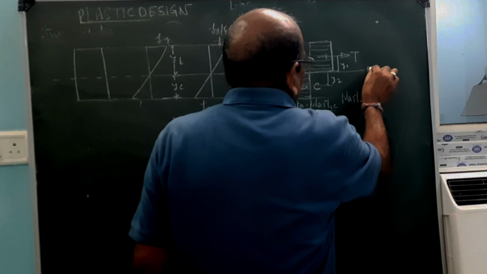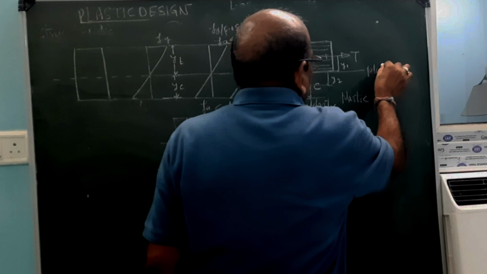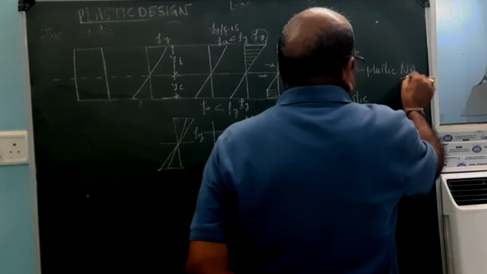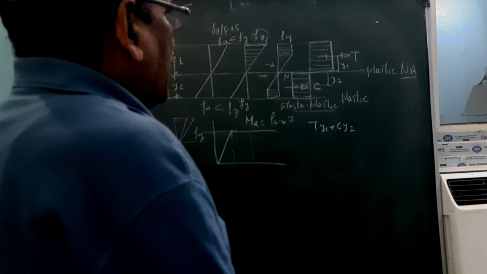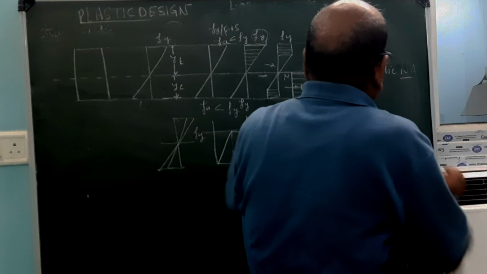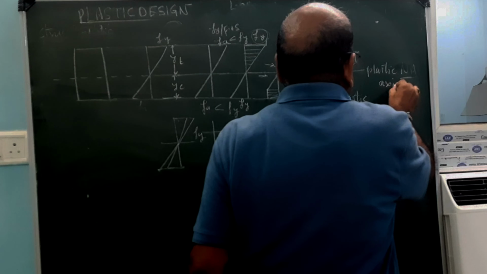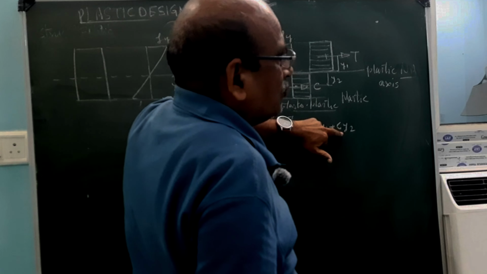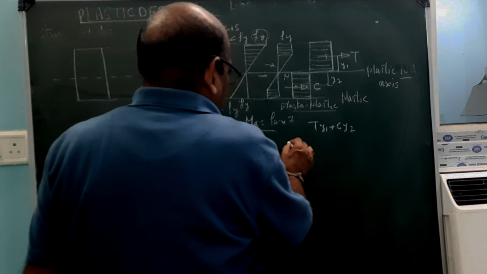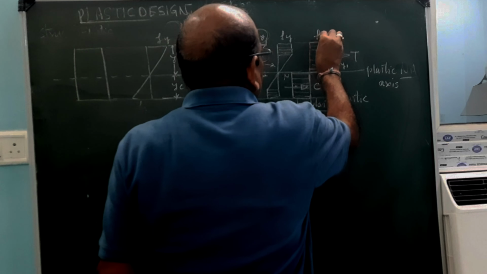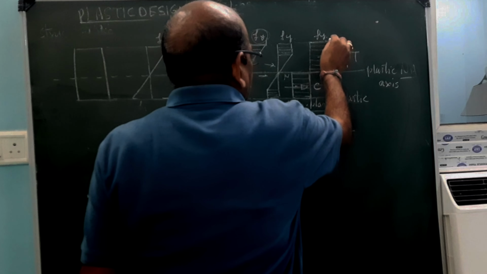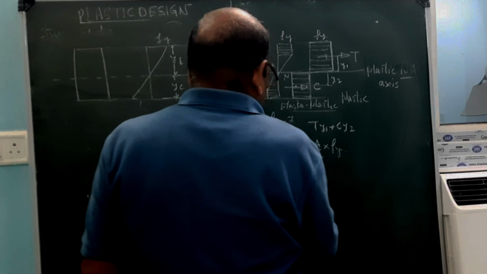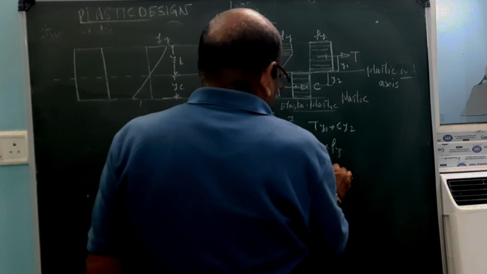This stage is your plastic neutral axis. You can say not neutral axis, but plastic axis. The moment at this point is T into y1 plus C into y2. And what is T? T is Fy times this area, A by 2, so T is A by 2 into Fy, and C is also A by 2 into Fy.